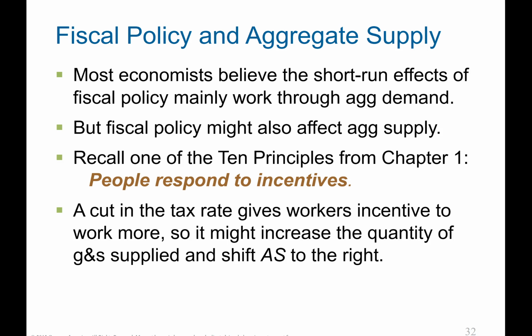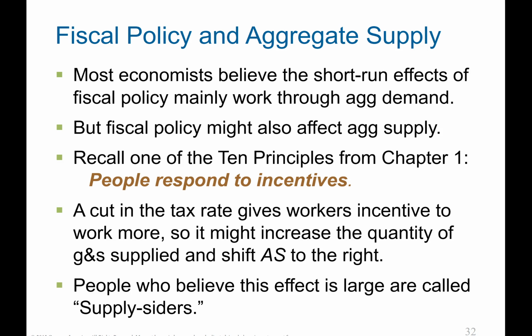Recall back from chapter 1 that people respond to incentives, and it's powerful to understand that tax rates give workers an incentive to work more. So if the government wants to affect aggregate supply, one tool they might use is this ability to decrease tax rates in order to incentivize workers to work more, which could have a positive impact on aggregate supply. And people who believe this, in effect, are called supply-siders.